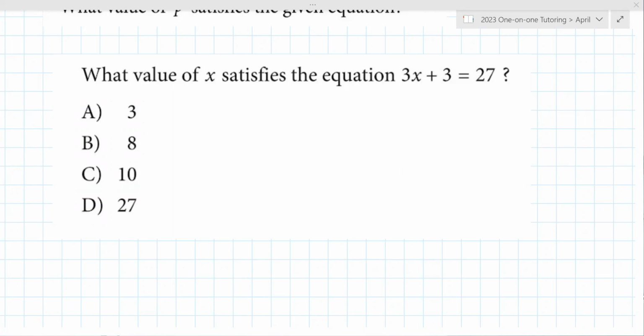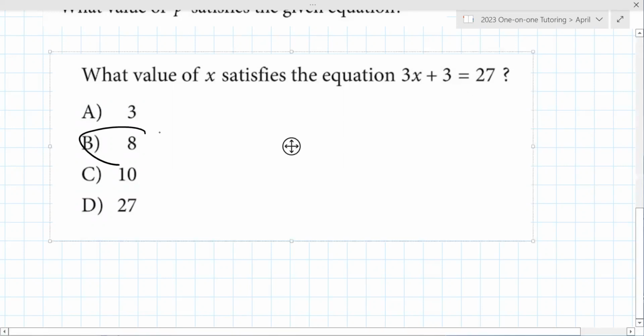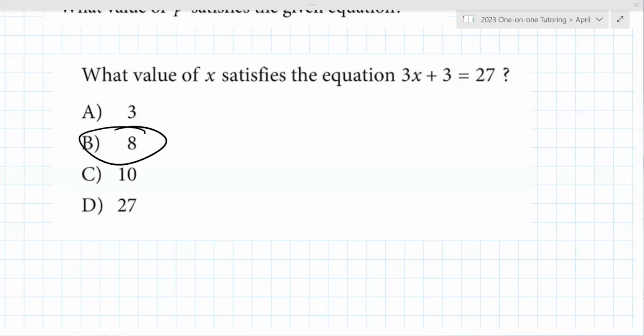Does B, x equals 8. Okay, and how confident are you in your answer? Pretty confident, very confident. Did you try the answers or did you solve it? I think I solved it. Yeah, I solved it. Just trying to gauge what you're doing. 3 times 8 is 24.